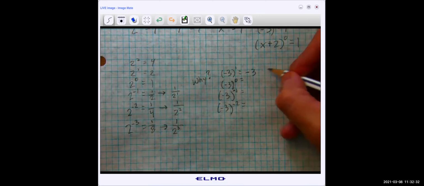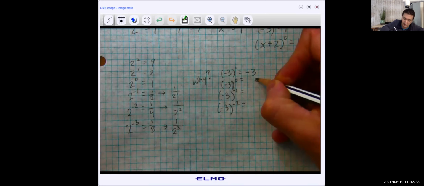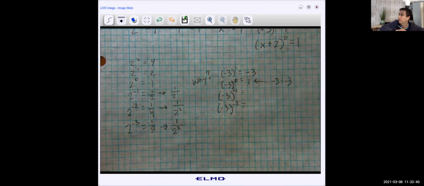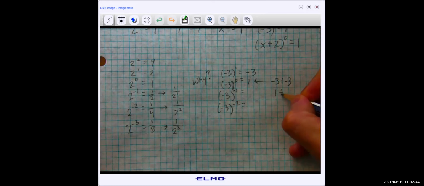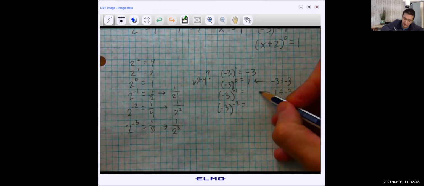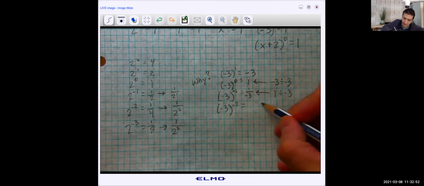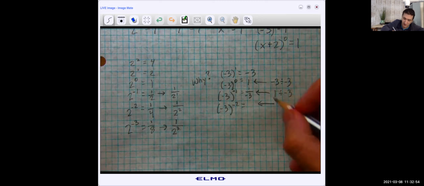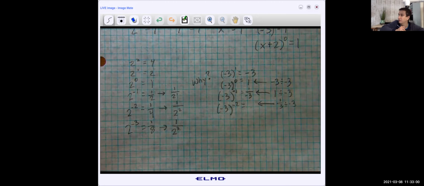The next one's just going to be 1. If we go -3 divided by -3, we get that's 1. Then 1 over -3, yep, 1 divided by -3, right? And this is going to be, well, now we have negative 1/3 divided by -3.